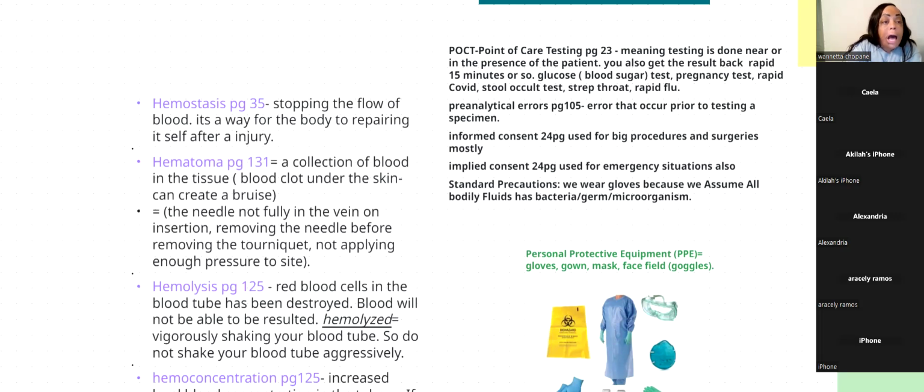First things first, our first H word is pronounced hemostasis. Hemostasis. It's on page 35 in your book. 35 is the beginning of our learning, which is basically chapter 3. I would like to say, if you study this, it will be simple. Hemostasis means stopping the flow of blood. It's a way for our body to repair itself after injury.